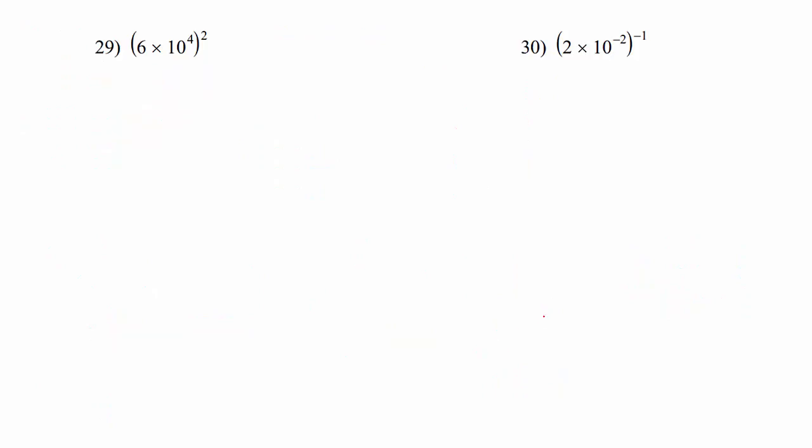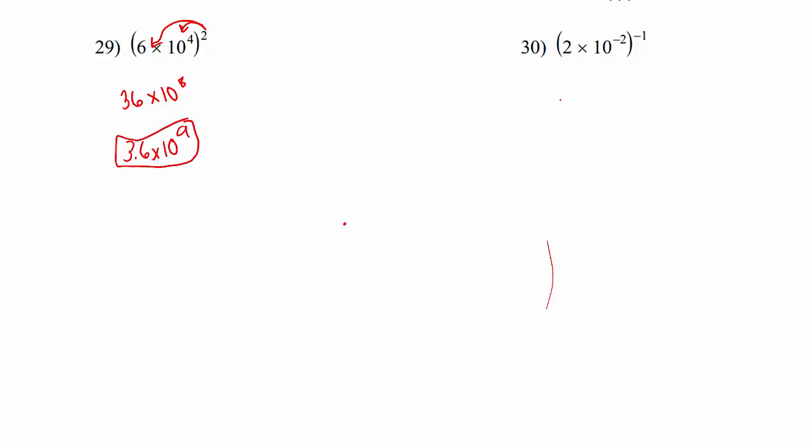And finally, let's raise to a power. We're giving everything in here the squared power. So 6 squared is 36. And 10 to the 4th squared is 10 to the 8th. We need to change this to 3.6. We made it smaller, so that's going to make our exponent go bigger. So 3.6 times 10 to the 9th.